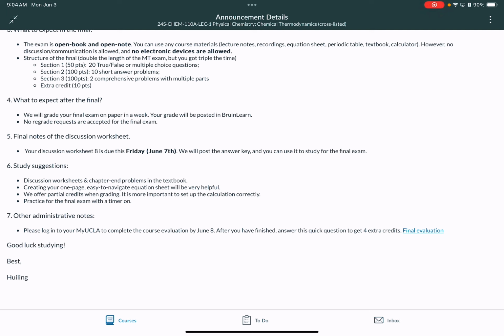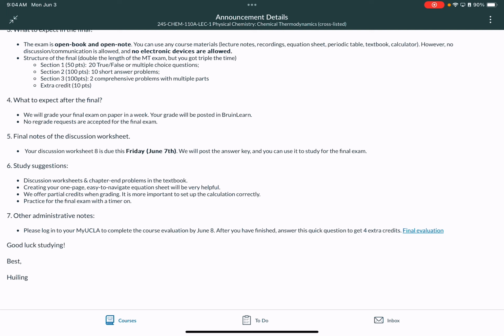And one last administrative note. The course evaluation for this quarter is open on your My UCLA account. Please log in and finish that survey by June 8th. We won't be able to see your survey result until we submit your final grade, so it's like a double-blind real evaluation. So do go and finish that evaluation.